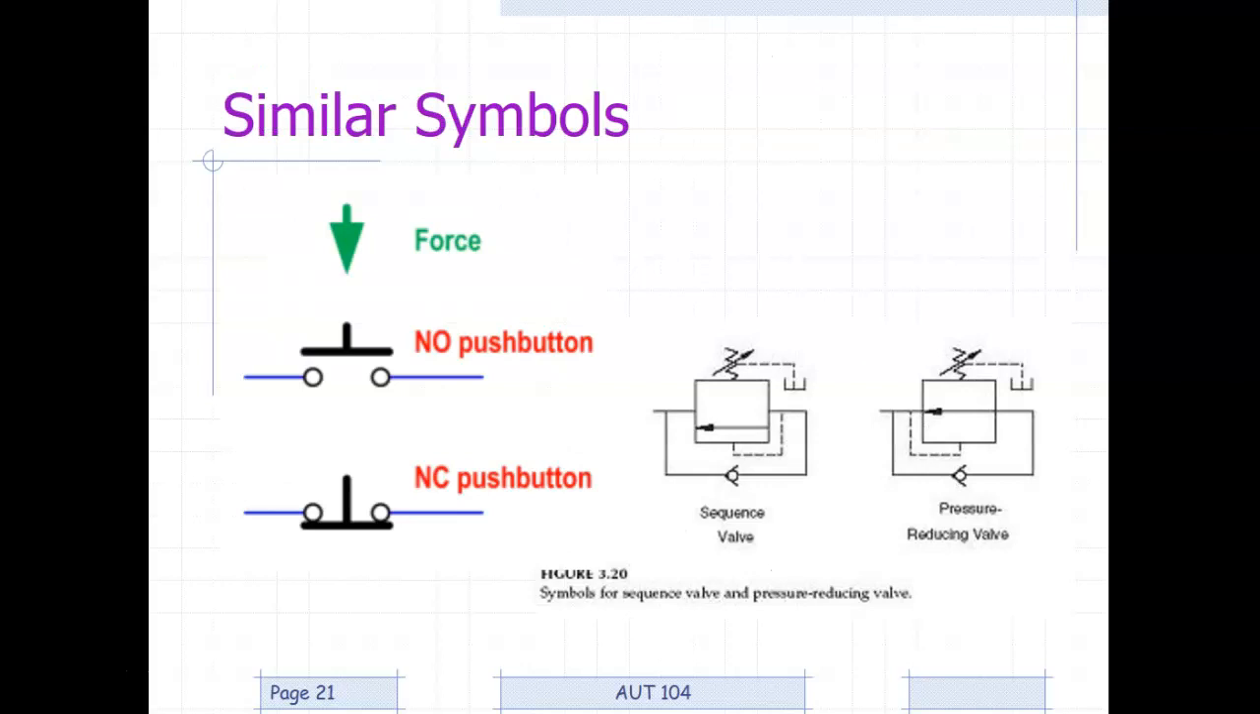Similar symbols. So you have a normally open push button, normally closed push buttons. They look very, very similar. You have sequence valves versus pressure reducing. A lot of symbols tend to look the same. It's up to you to be able to do what? It's kind of like the 3 there's. There, and there. Right? Don't know what I'm talking about.